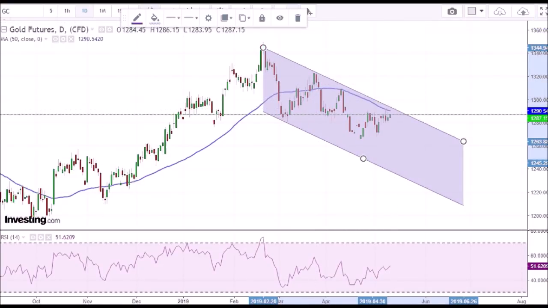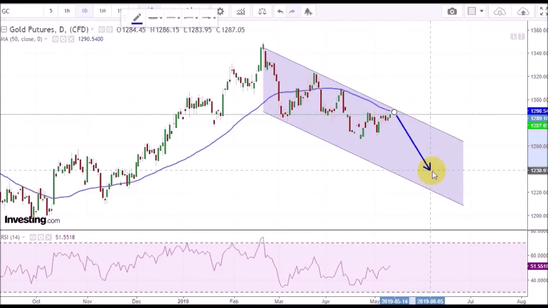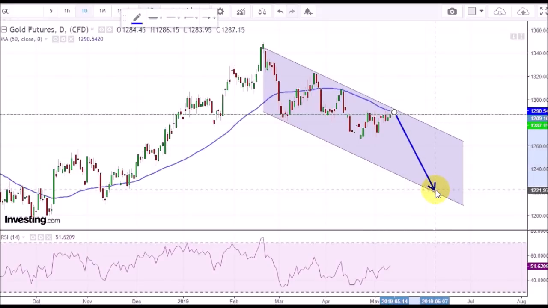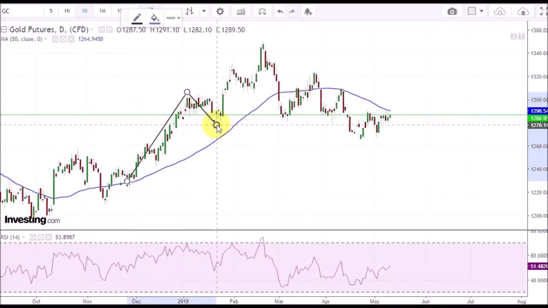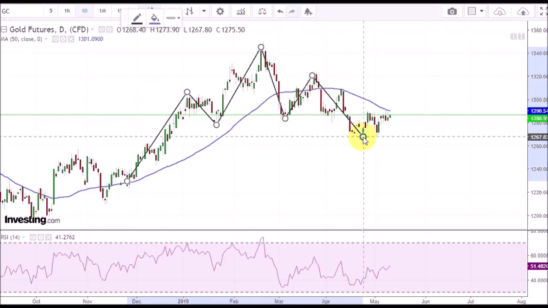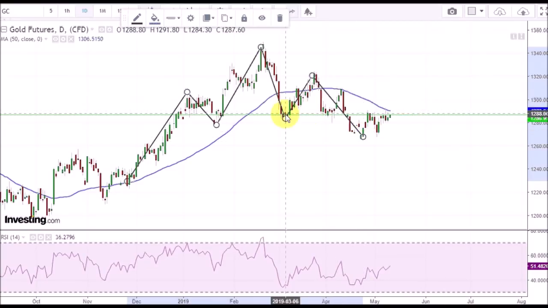If that were to happen, we might see gold in the lower 1200s. Another bearish pattern that one might see on the gold chart is a somewhat sloppy head and shoulders formation, something that looks like this, with the neckline at about, let's say, 1280.